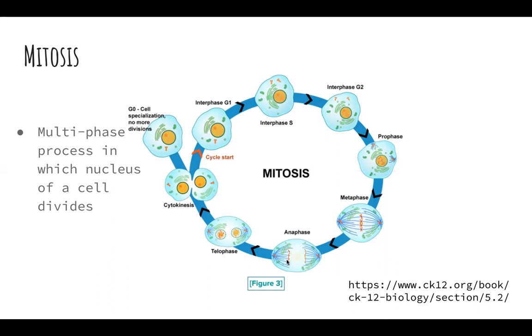It looks like this process of splitting the two up so that one cell gets half, the other cell gets the other half. And then in telophase, we build it back up, allowing for two new cells to be formed. And then the process starts all over again. Again, a beautiful circular process. But again, the whole point of this thing is to split the nucleus in half, where genetic material is split between two daughter cells.